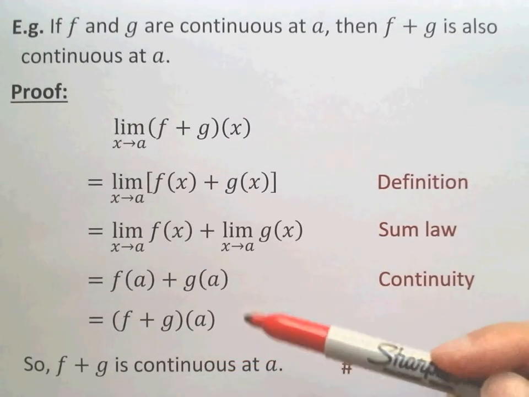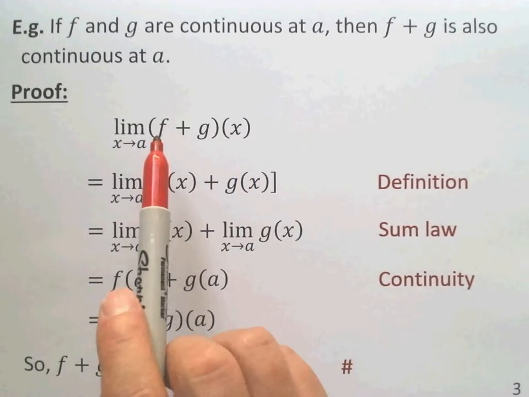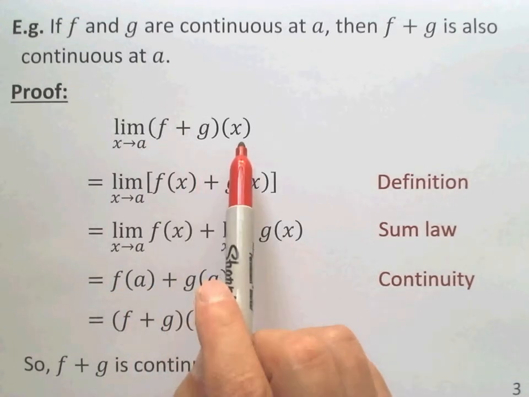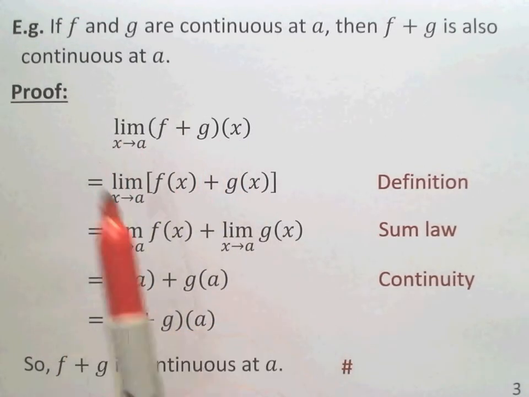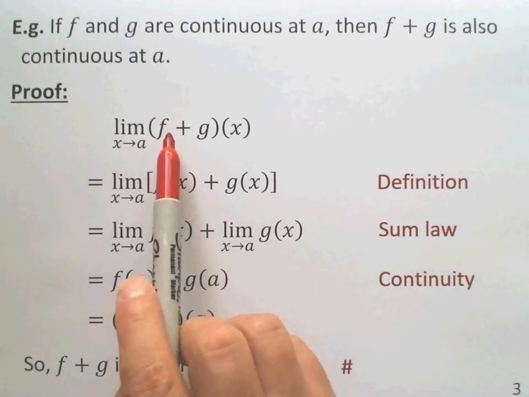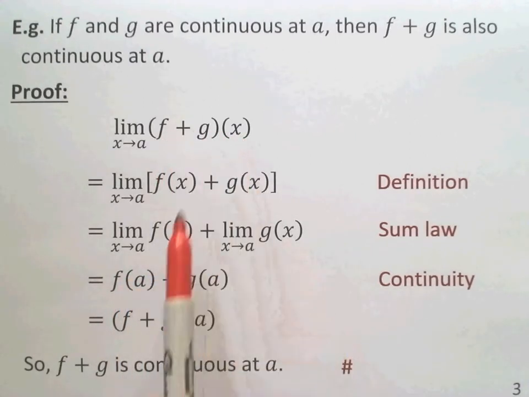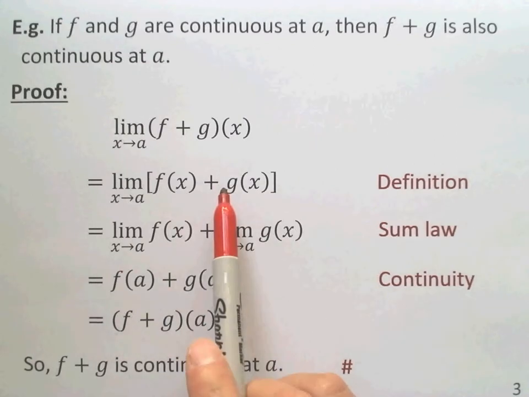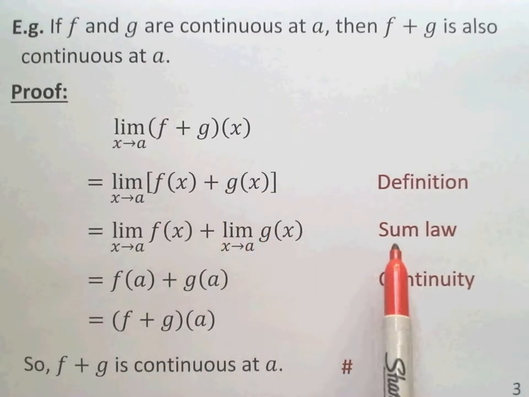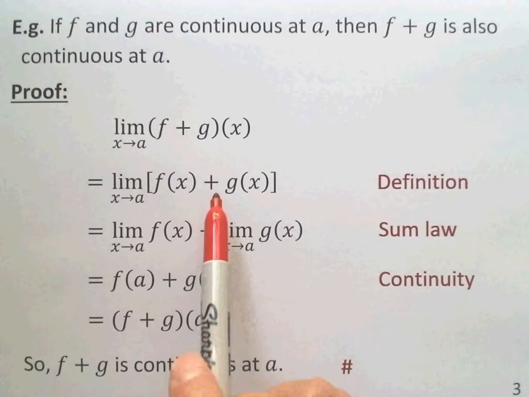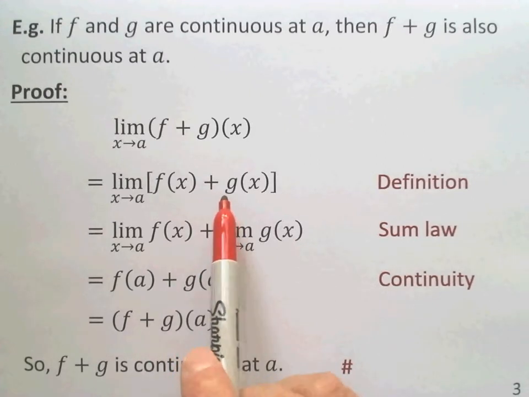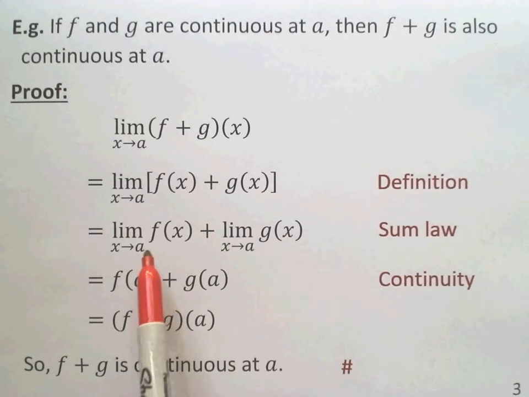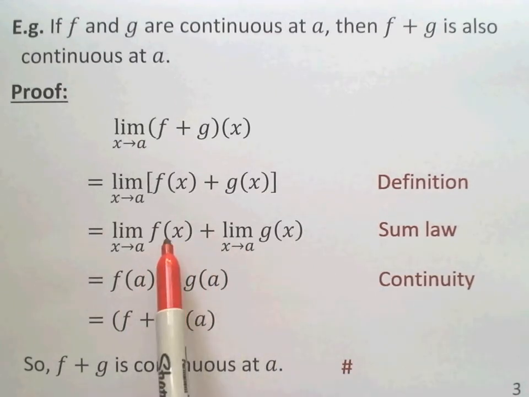Let me go step by step. At the beginning, we look at the limit of the function as x approaches a. What is the definition of the sum? The sum is the sum of the two functions, that is the basic definition. Do you remember, this is the sum law we learned before: the limit of the sum equals the sum of the limits, because we know the limits exist.